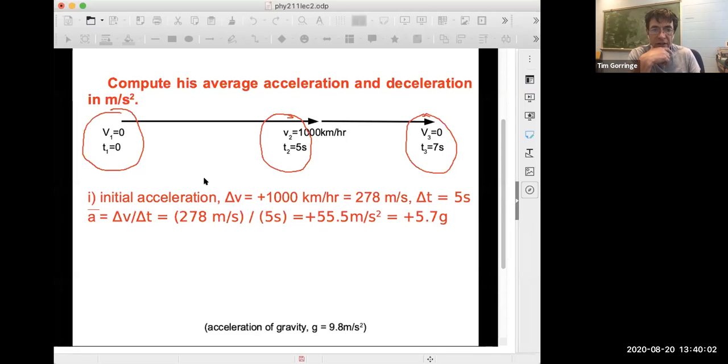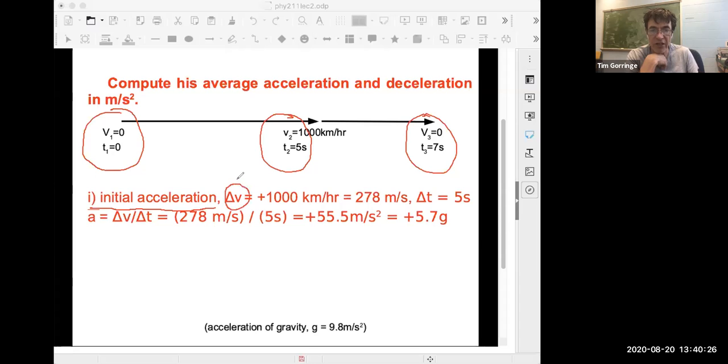So here I'm first calculating the initial acceleration for the first part of the journey. I want the initial acceleration, which corresponds to him going from rest to 1,000 kilometers an hour. So the two things I need are the change in velocity and the change in time to calculate acceleration. Change in velocity is 1,000 kilometers an hour, but I actually converted it to meters per second.